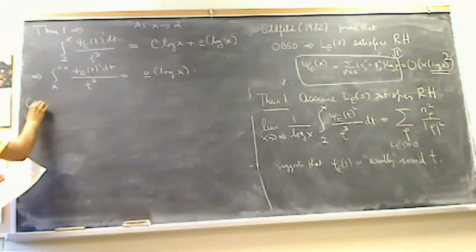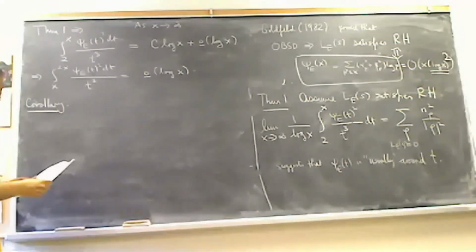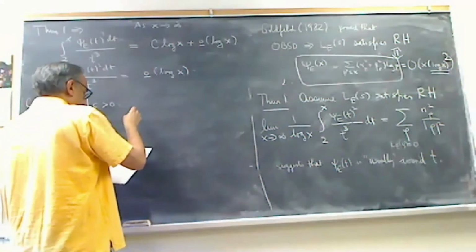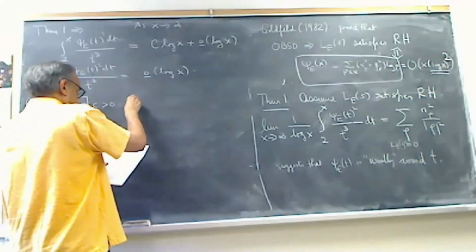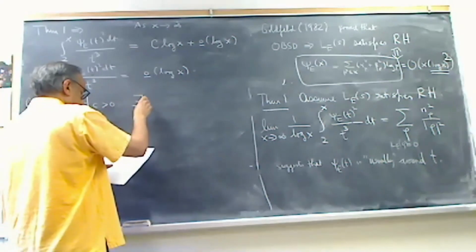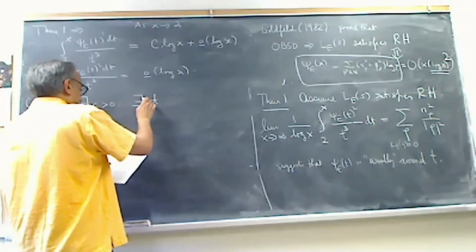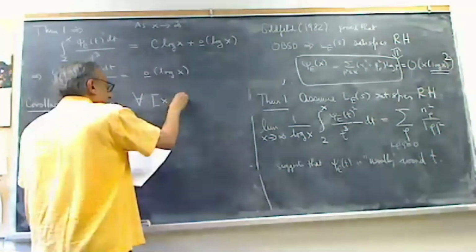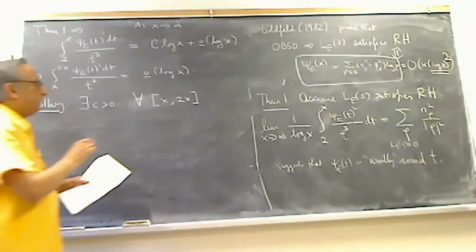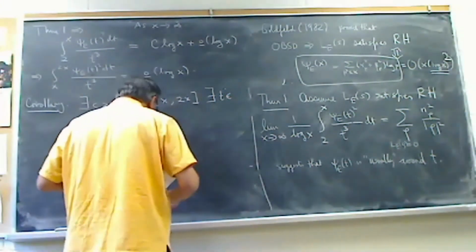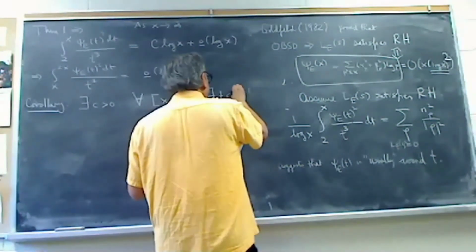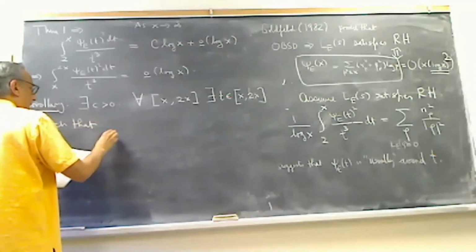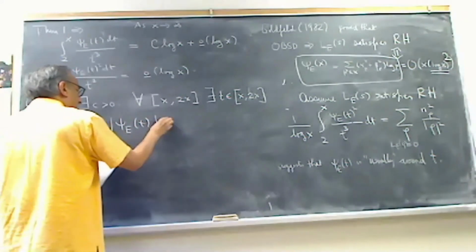What is the theorem? The corollary is, there exists a small constant c, positive, such that for all intervals of the form x to 2x, there exists a t inside that interval such that psi e of t is bounded by a constant times t.